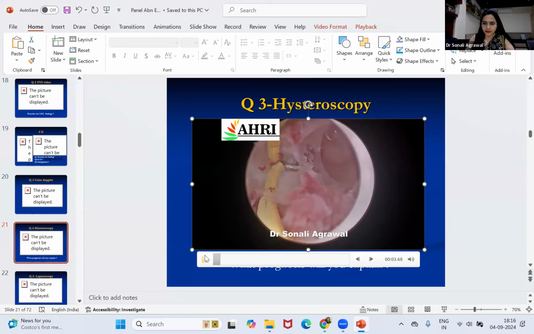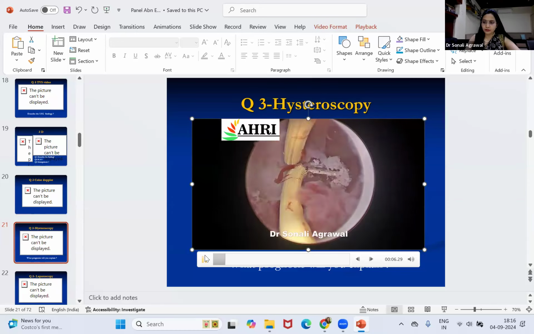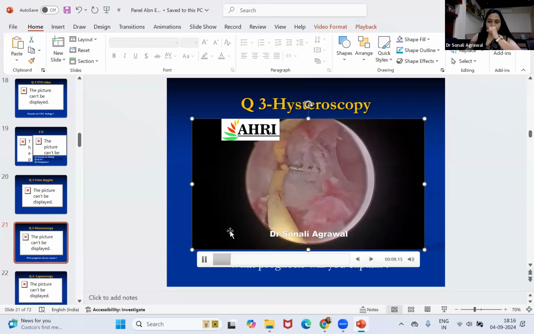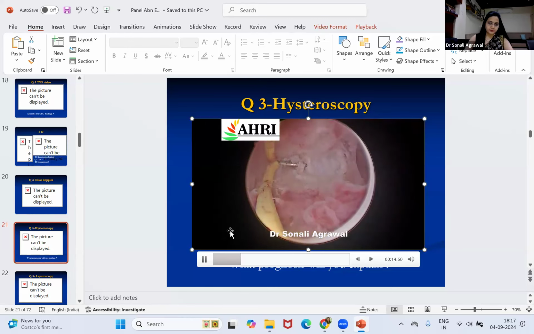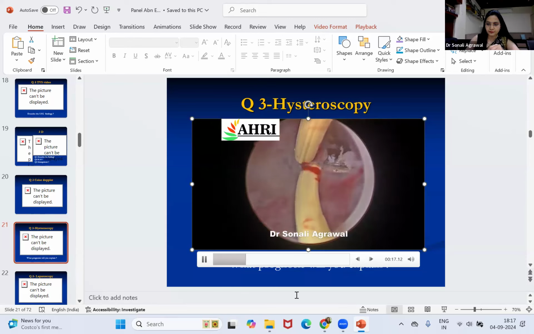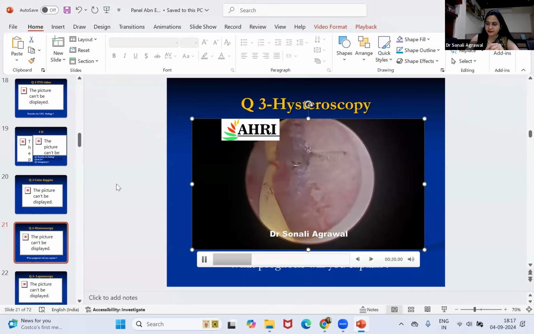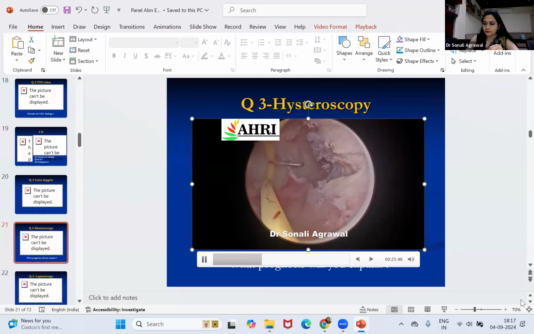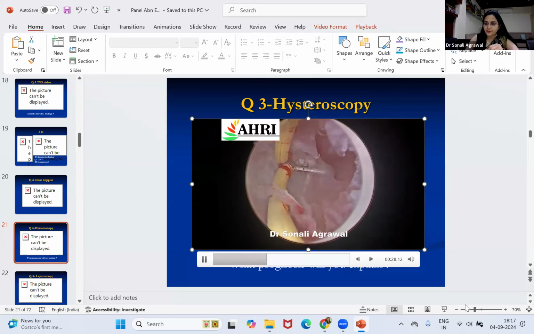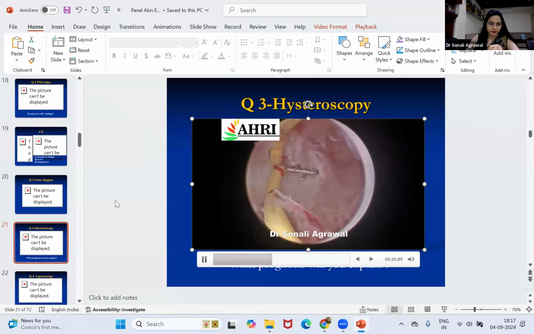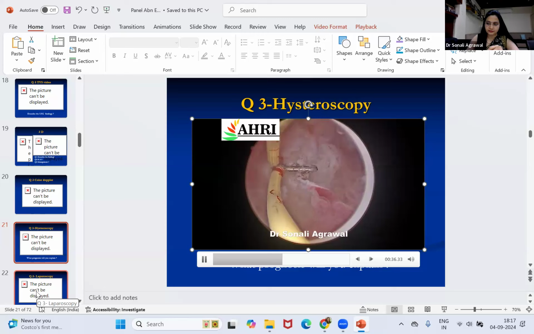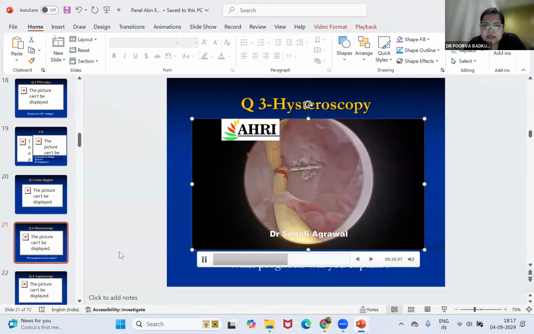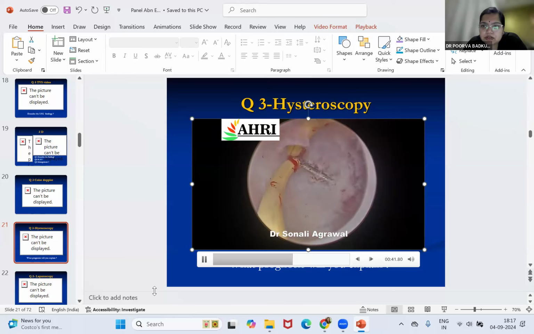So, Dr. Shweta, how would you like to do adhesiolysis, with scissors or with a Collins knife? What will be your preference? Dr. Shweta, you are not audible. Dr. Purva? Hello, yeah. Am I audible? Yes. Can you repeat the question?